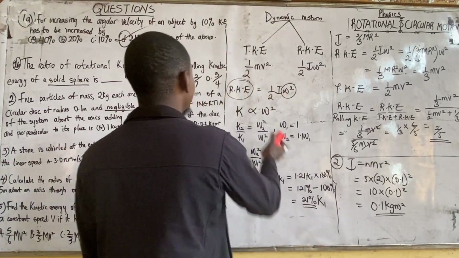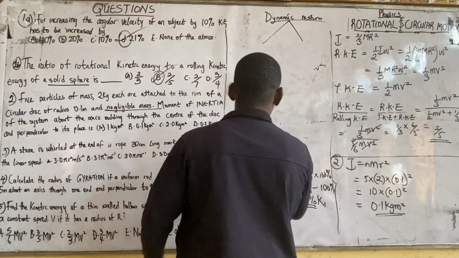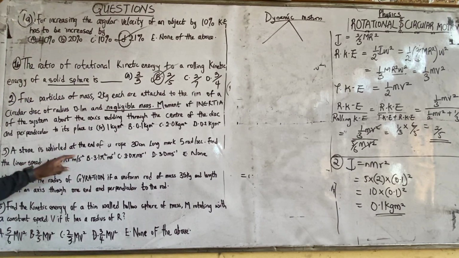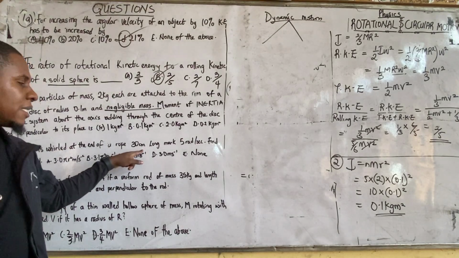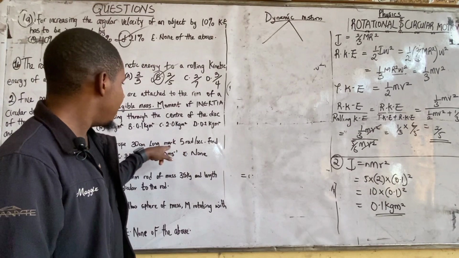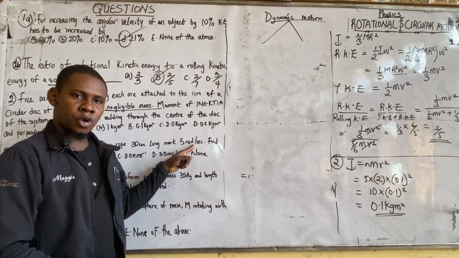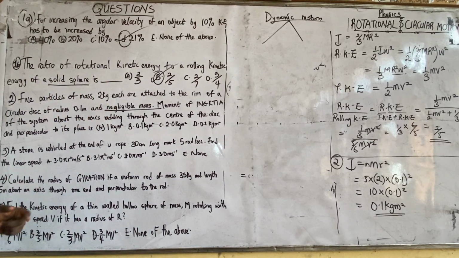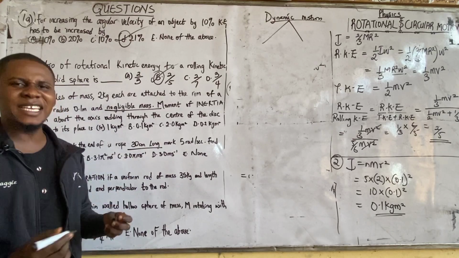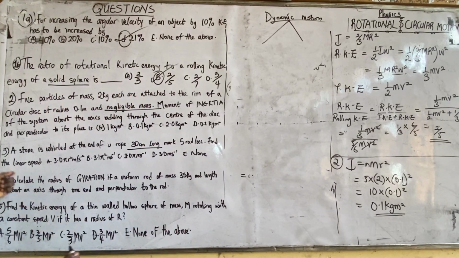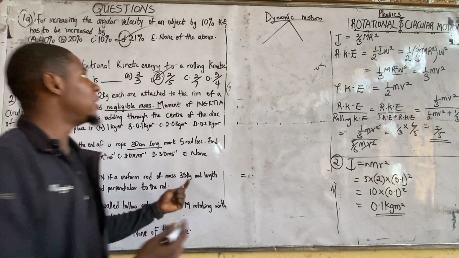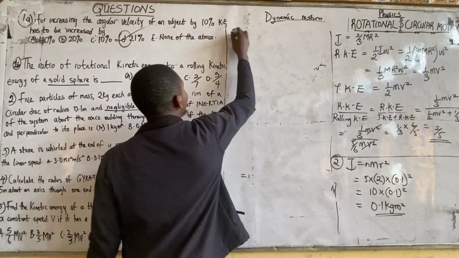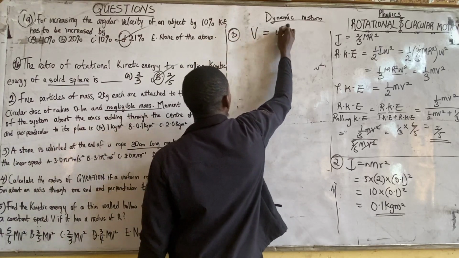Now, let's look at the next question. The next question says, a stone is whirled at the end of a rope 30 centimeters long, makes 5 revolutions per second. Find the linear speed. Now, one of the confusing things in this question is they gave you a length and you are asked to get the linear speed. And of course, you've known before now that linear speed V is the same as tangential speed. And linear speed is equal to omega r.